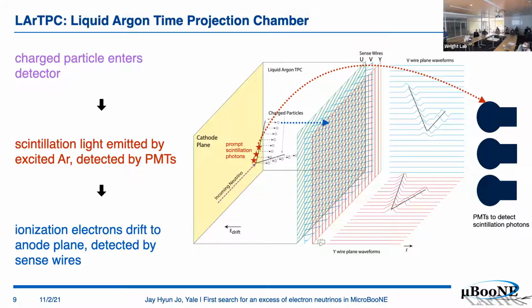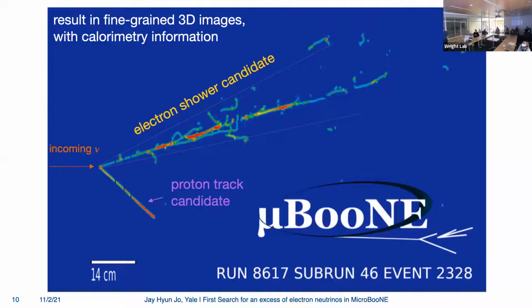And once the electrons reach these dense wires, then you can see how it looks, and then we combine these charge signals, and we come up with all this topology information as well as energy information from these TPCs. So this is how it looks in a real detector.